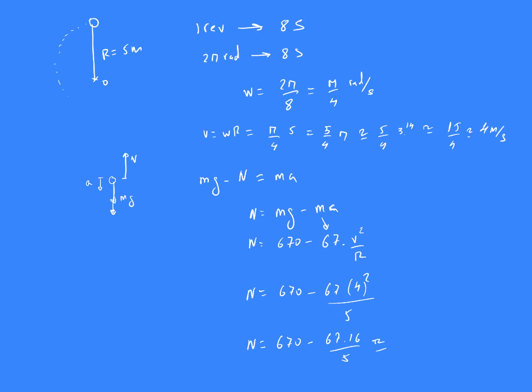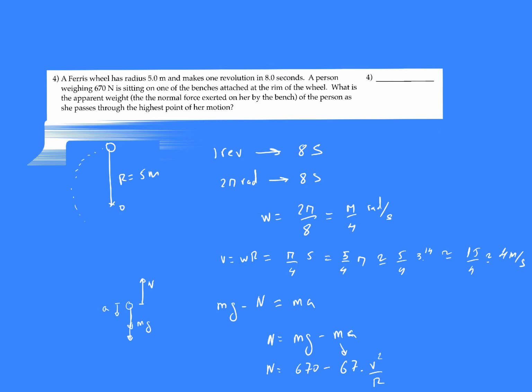Okay, next one. A ferris wheel has radius 5 meters and makes a revolution in 8 seconds. If it makes a revolution in 8 seconds, one revolution is 2 pi radians. So the angular velocity is the angle divided by the time. The angle in one revolution is 2 pi, and the time is 8 seconds. So 2 pi divided by 8 is pi divided by 4 radians per second, the angular velocity.